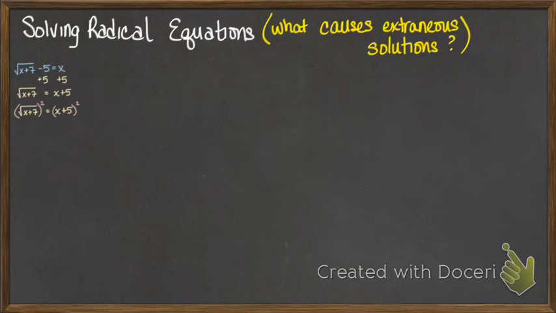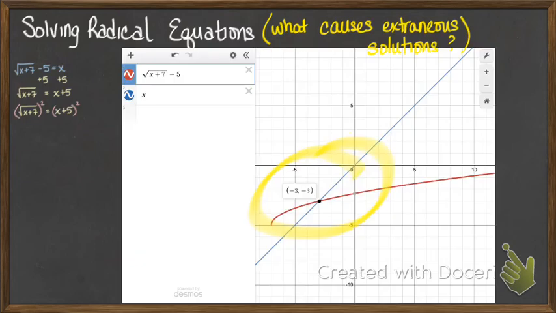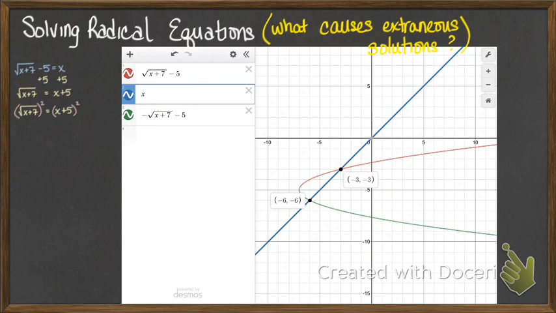Now, if we think about this in terms of graphs, we could graph both sides of that original equation. It would look something like this. Now, we can see that on those graphs, with the square root of x plus 7 minus 5 and y equals x graphed, we only get one solution. Taking into account what we just said about that squaring, the negative version of that original equation would also exist. We can see that other solution now, but seeing as how it wasn't part of the original setup, that's why we exclude it. That's our extraneous solution.